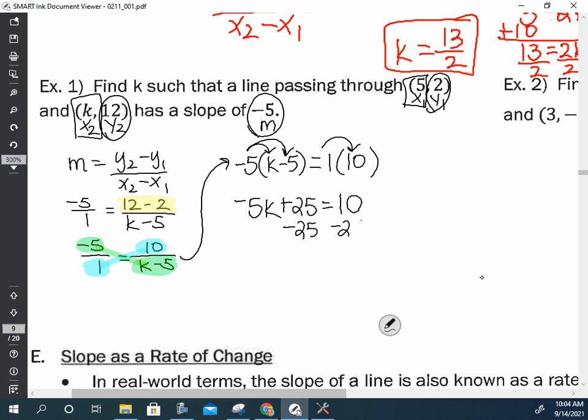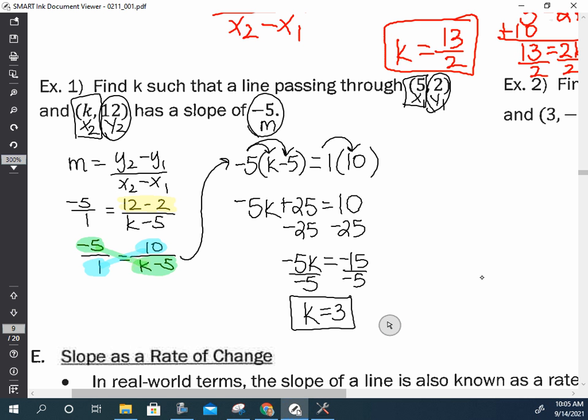Subtract 25 on both sides. That gives you -5k equals -15. Divide both sides by -5. k equals +3. So k is equal to +3. And that's it. Problem's over.